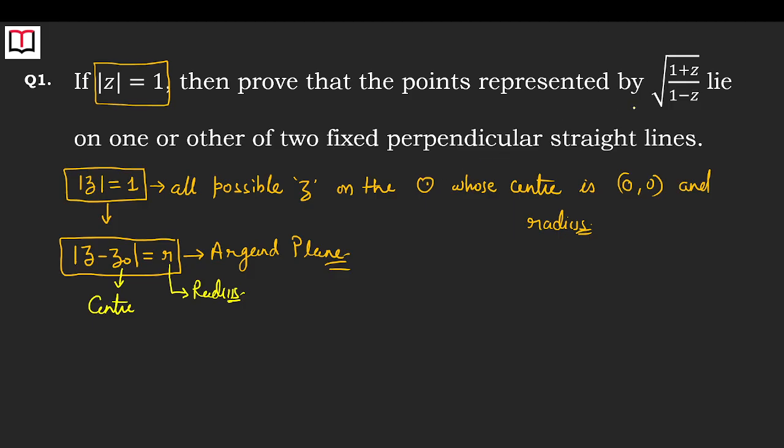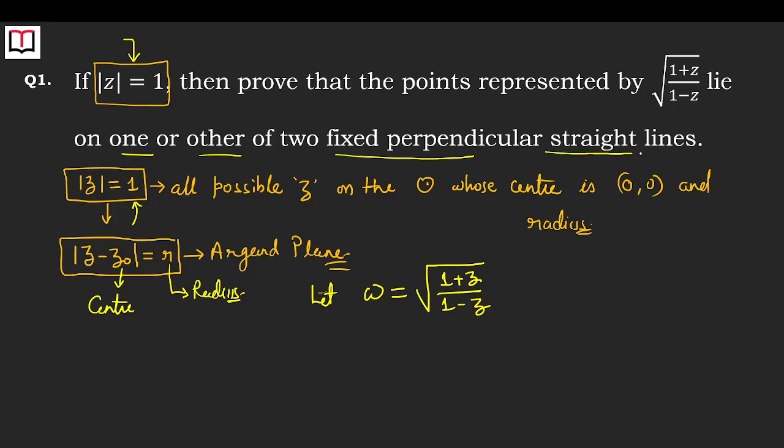Now, I'm not saying that we are going to use it, but looking at this statement, the first thing that should strike our mind is that all those z which satisfy this equation lie on a circle of radius 1. Now prove that the points represented by, let omega be a point which is nothing but under root of 1 plus z upon 1 minus z, lie on one or the other of two fixed perpendicular straight lines.